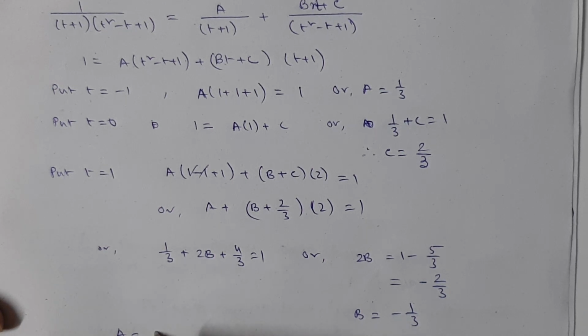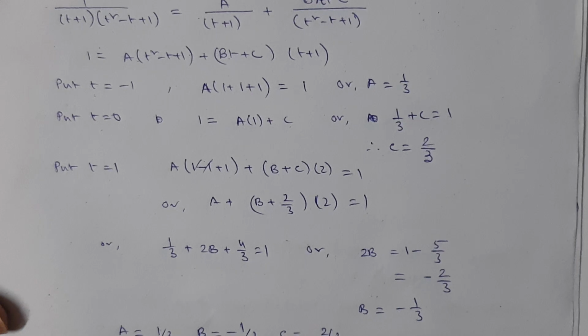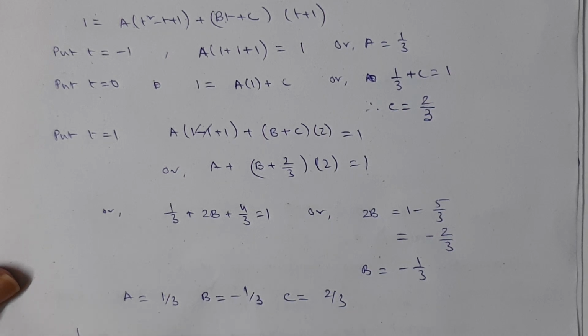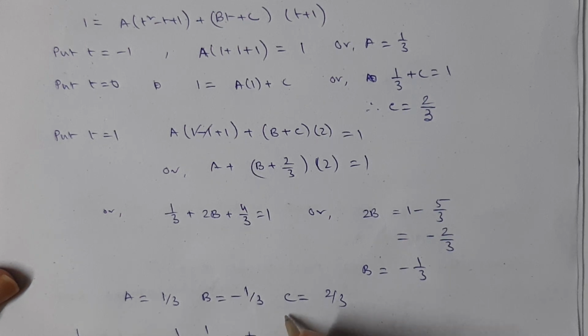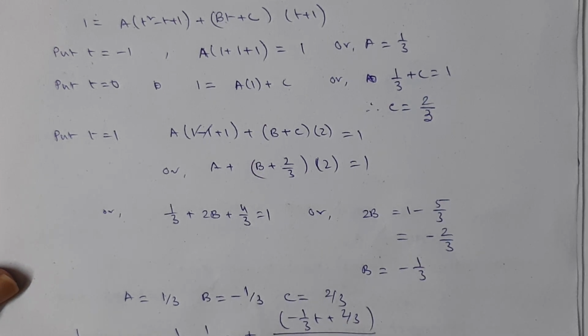So a is equal to 1 by 3, b is equal to minus 1 by 3, and c is equal to 2 by 3. So this will be like this. Okay, so 1 by (t plus 1)(t square minus t plus 1) is equal to 1 by 3 times 1 by t plus 1, plus (minus 1 by 3 t plus 2 by 3) by t square minus t plus 1.